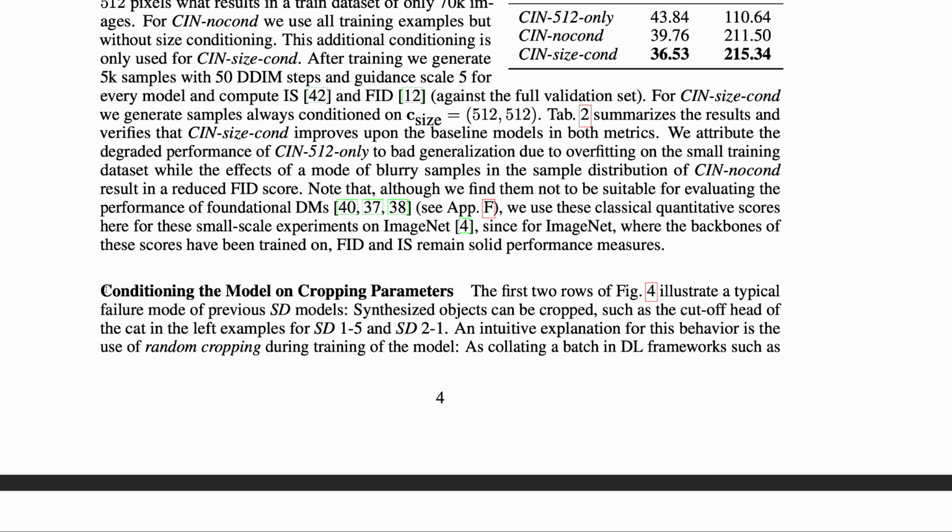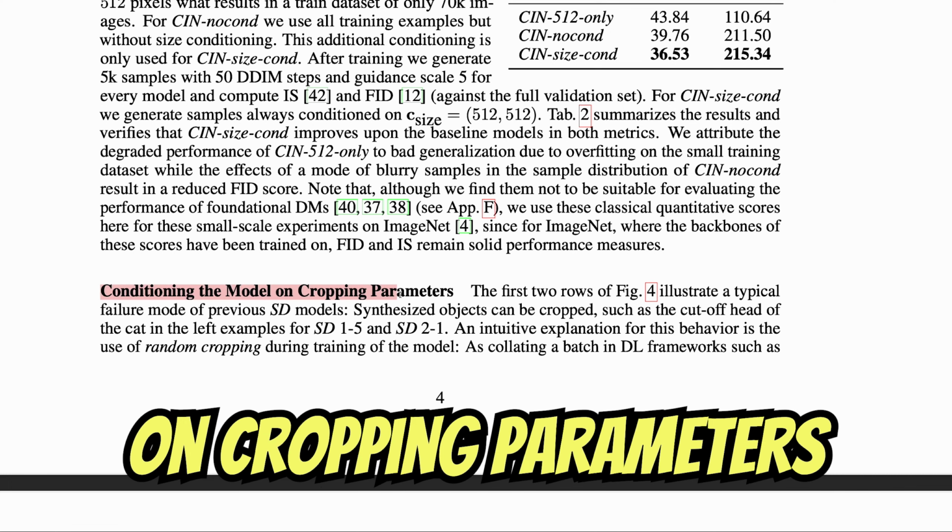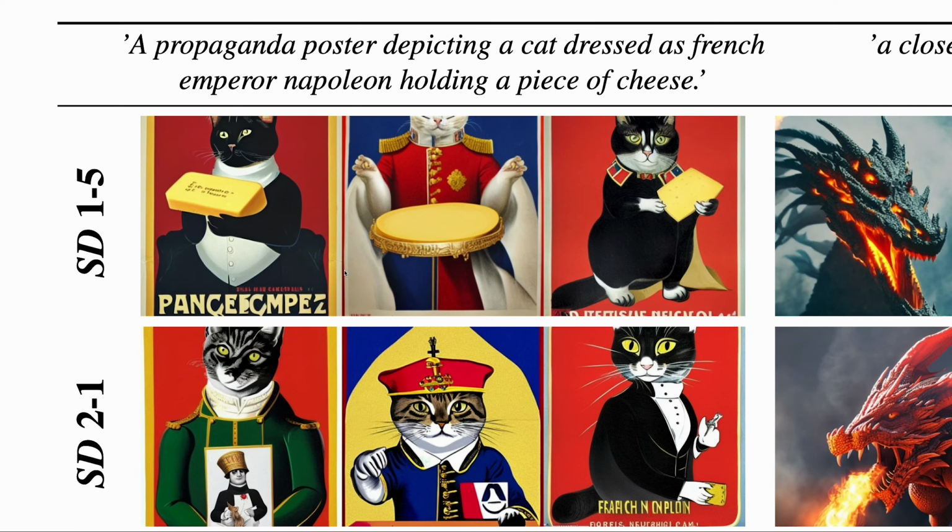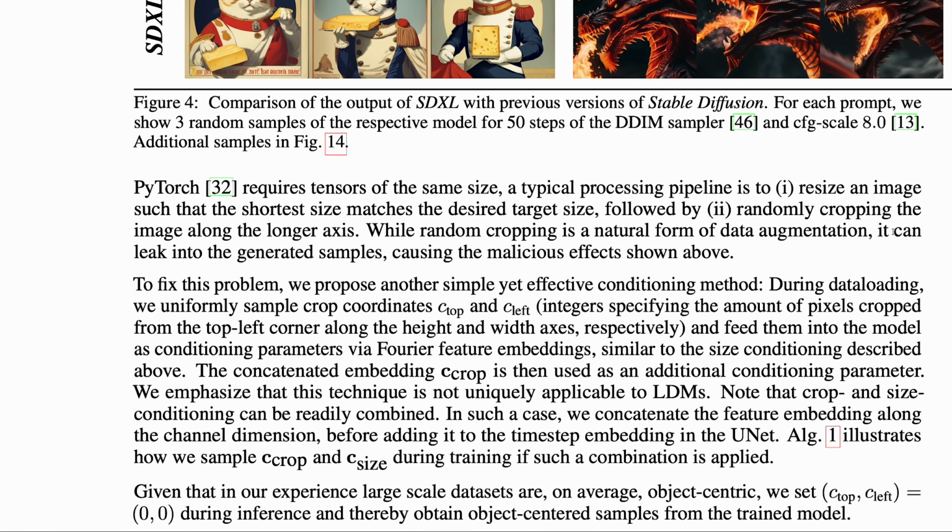The second trick is similar, conditioning the model on cropping parameters. The motivation here is that previous Stable Diffusion models sometimes produce images that are badly cropped. Look at this cat. Where are his ears? The problem here is that random cropping used during data augmentation can leak into the generated samples, and we don't want that.